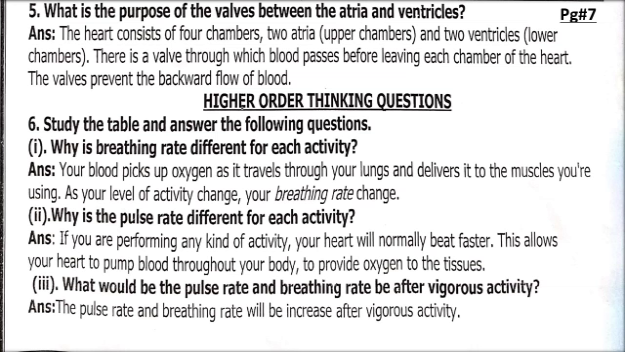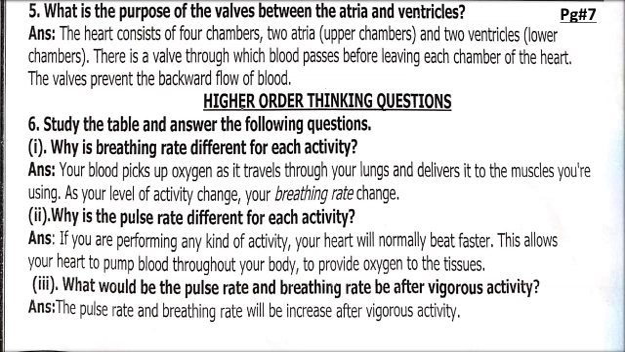Our heart consists of 4 chambers, 2 upper chambers and 2 lower chambers. There is a wall through which blood passes before leaving each chamber of the heart. The walls prevent the backward flow of blood.